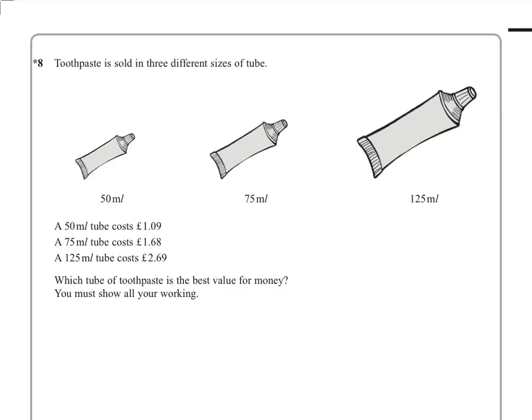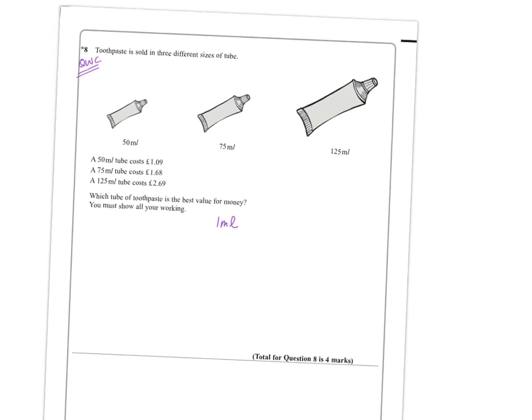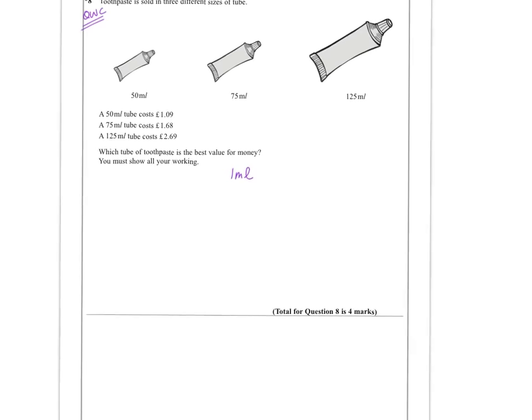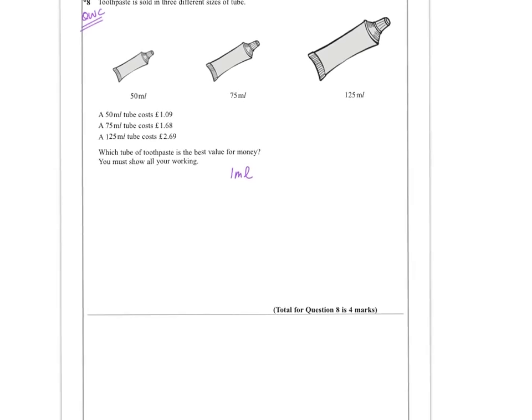Question 8, and again, a quality of written communication. And it's about comparing the costs of 3 different types of toothpaste, or the same type of toothpaste but sold in 3 different sizes, and you've got to work out which is the best value for money. Now for this type of problem I would definitely do the following. I would always look for what 1 millilitre was worth. So let's try that. So we'll try and set our work out well.